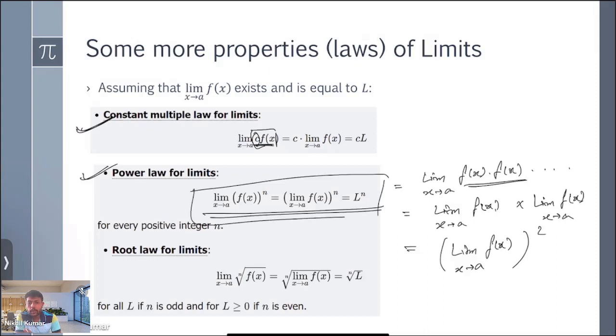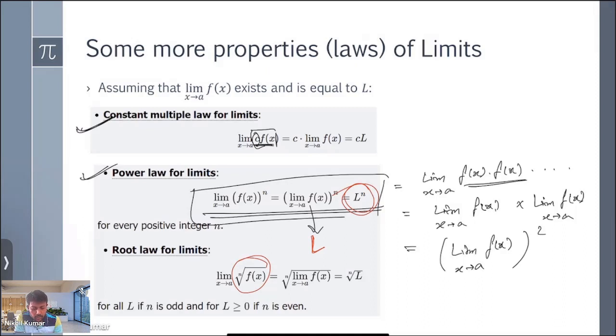Okay, take a close look at this rule. It says the limit of f of x to the power n is equal to the limit of f of x, let's say this value is L, whole to the power n. So the answer is going to be L to the power n. A similar thing happens when we are dealing with roots. The limit of the square root of f of x would be equal to the square root of the limit of f of x. Similarly for cube roots and so on.